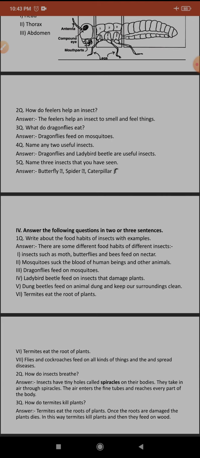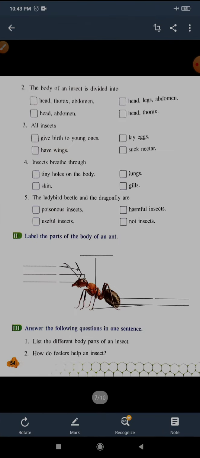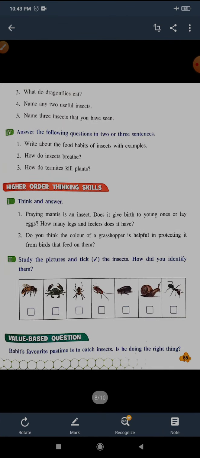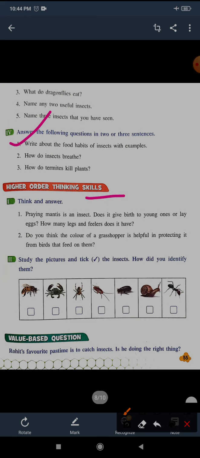Now let's see if some more questions are there. So section number 3 over, section 4 over. Okay, so a higher order thinking skill question is also here. So let's see what the question is.